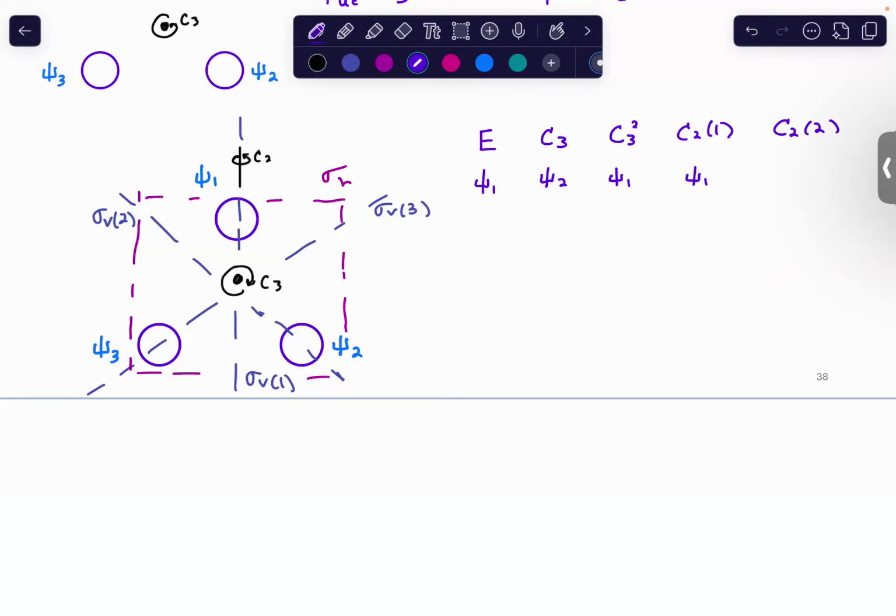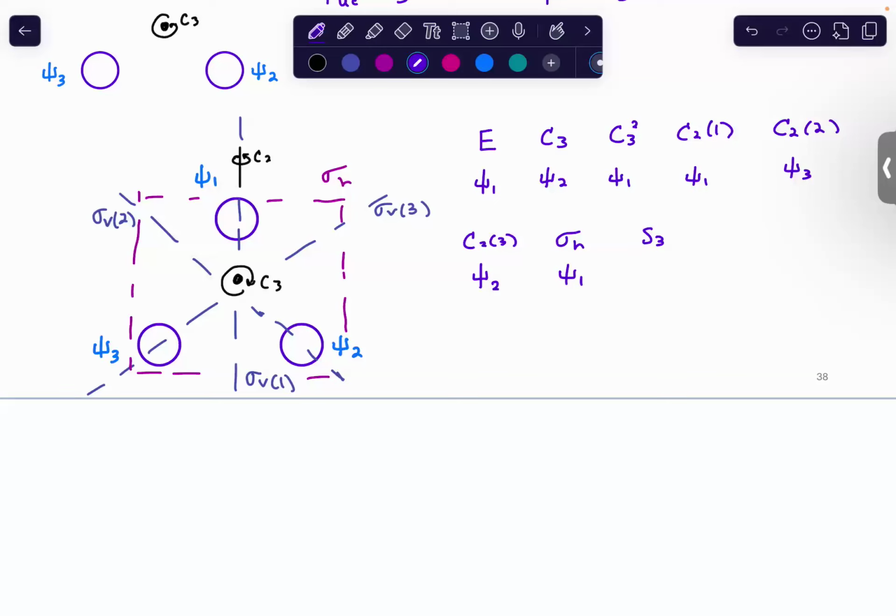C2, the second C2. That'll turn into psi 3. And the third C2 will go to psi 2. Psi 2. Okay, now our sigma H. Psi 1 just stays psi 1. Okay.